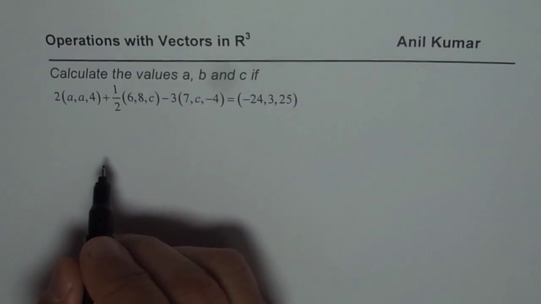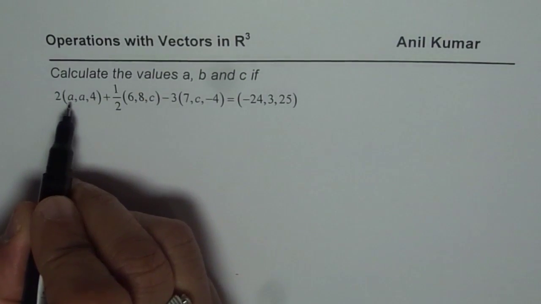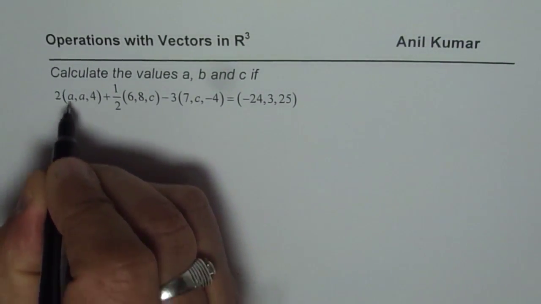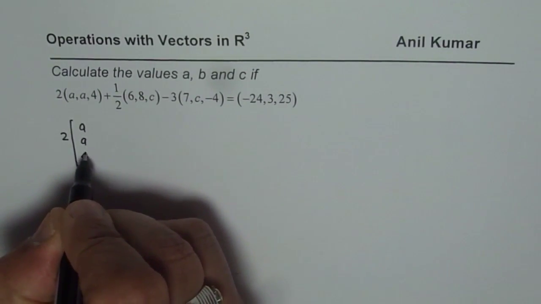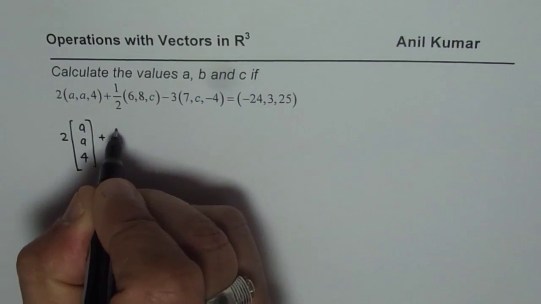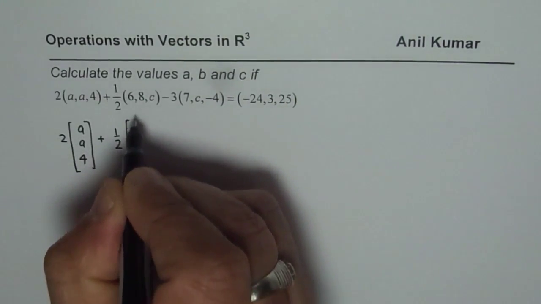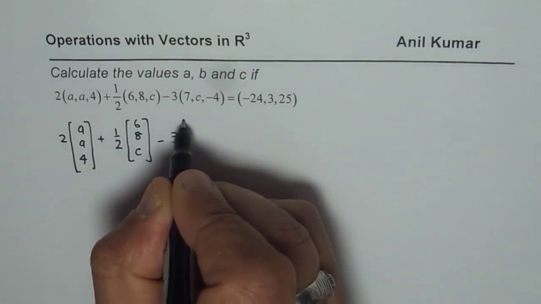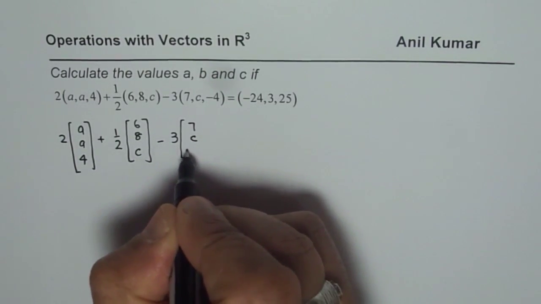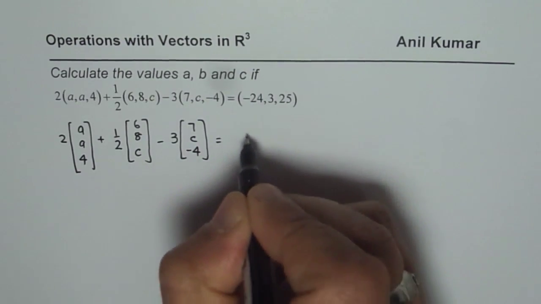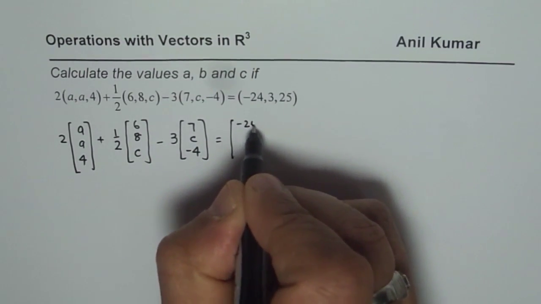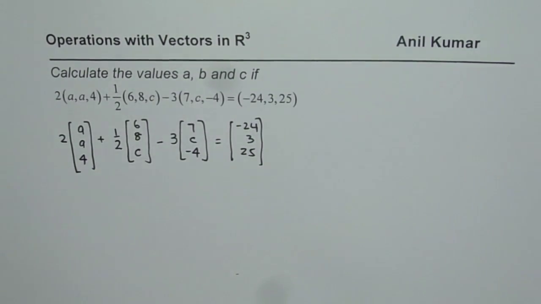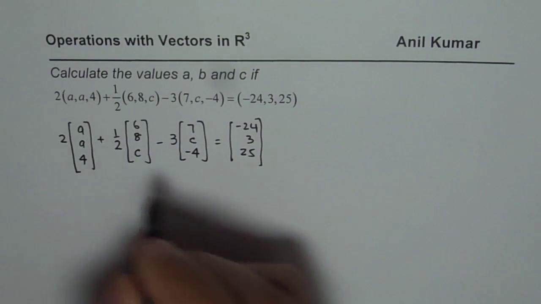Okay, so when we say 2 times vector (a, a, 4), it really means 2 times, and let me write this, that is vector (a, a, 4), correct? Plus half of vector (6, 8, c), minus 3 times (7, c, -4) is equal to (-24, 3, 25), correct? So that is how we can write it. And now, we'll just continue simplifying this.